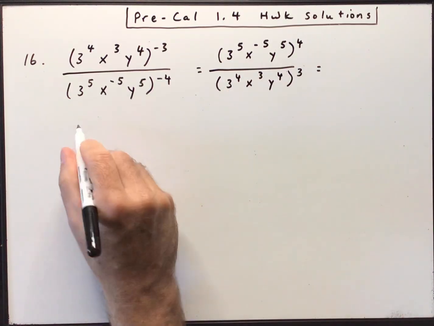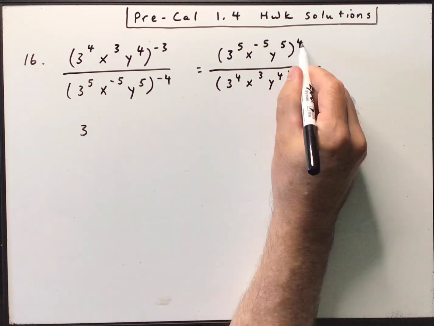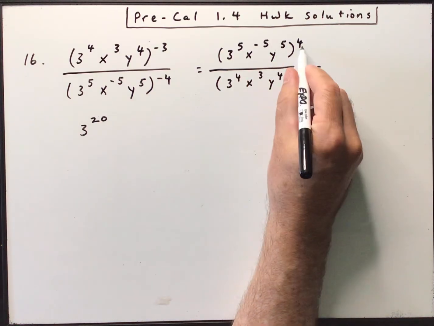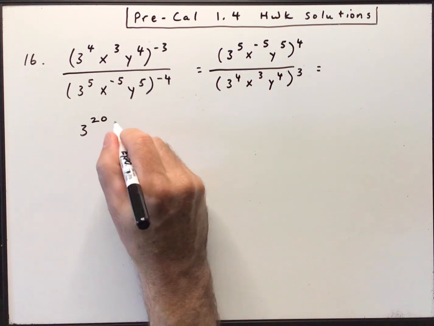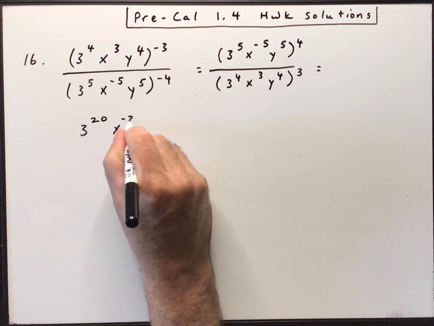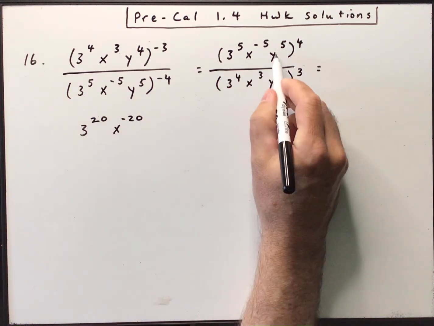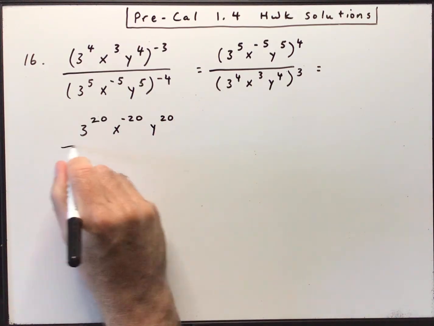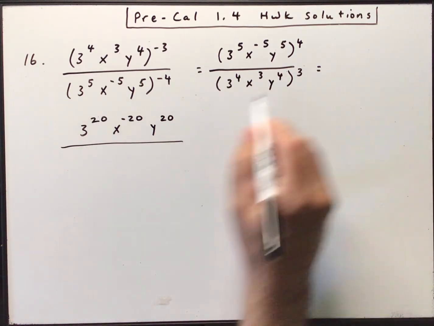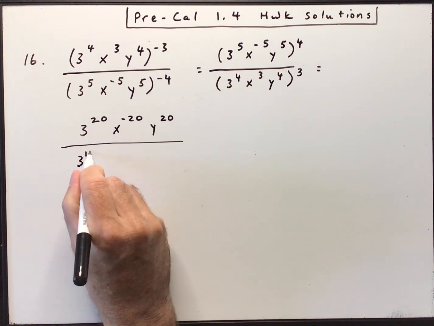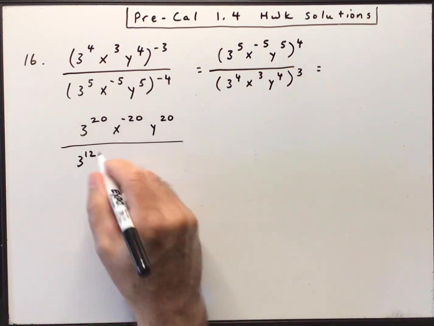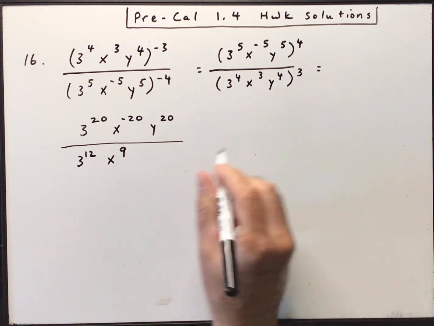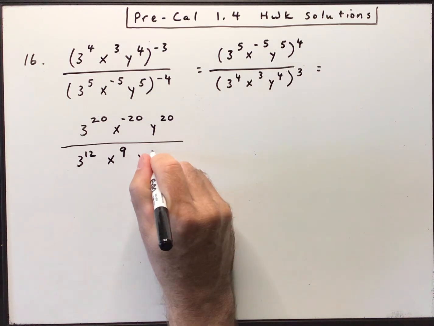All right, now let's expand. I've got 3 to the 5th to the 4th. That's 3 to the 20th. X to the negative 5th to the 4th would be x to the negative 20. And then y to the 5th to the 4th would be y to the 20. 3 to the 4th cubed would be 3 to the 12th. X cubed would be x to the 9th. And then y to the 4th cubed would be y to the 12th.